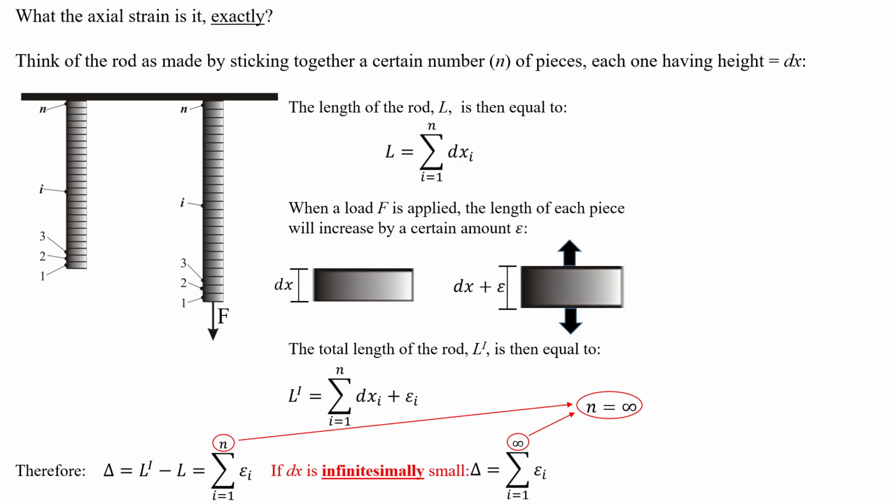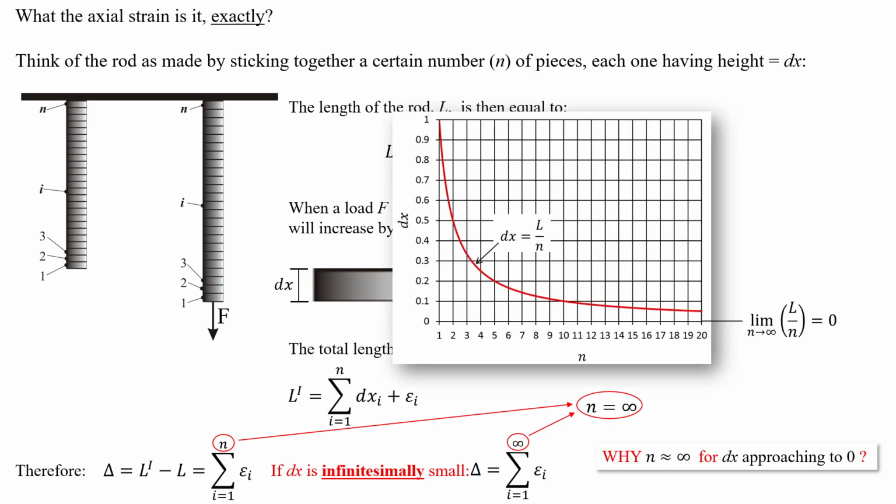I'm going to try and pronounce that word again. I always mess it up. But as n approaches infinity, that's what that's trying to say. Obviously, dx will never equal 0, because it can't. It will get smaller and smaller as n gets bigger, of course.